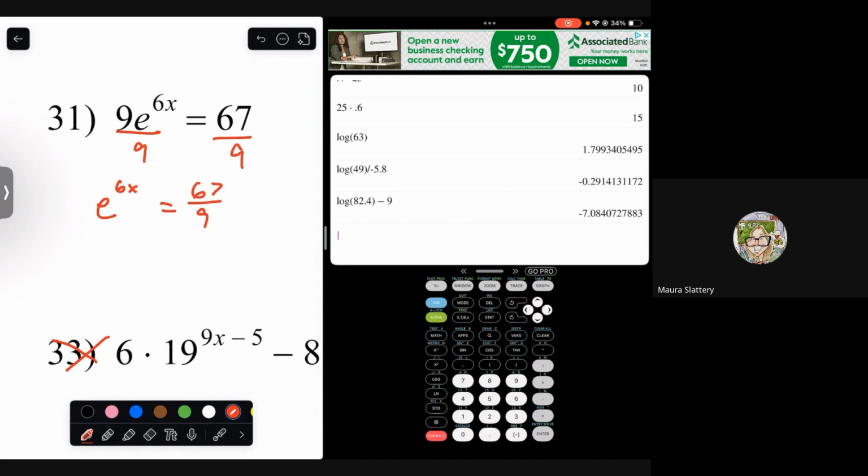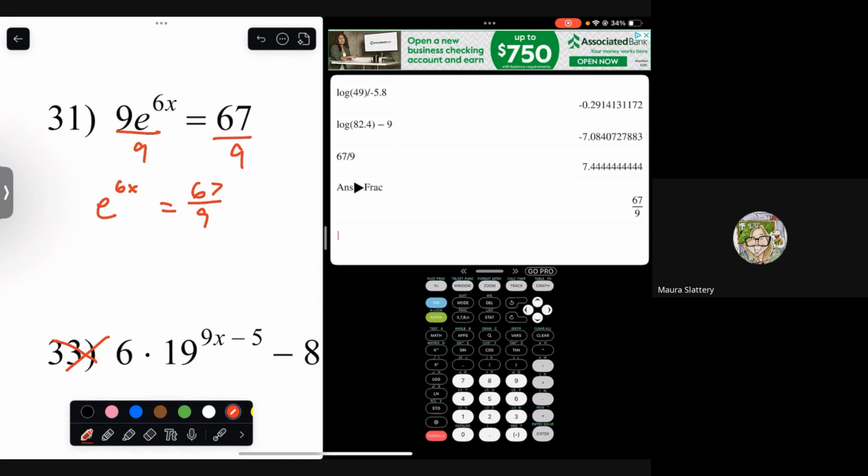I don't think that simplifies, does it? I would leave that then because it's repeating. If it was just like 7.4, you could write it as that, but it doesn't reduce. So kind of ugly, but that's okay. Now we've got the e to the power of something by itself. When we had 10 to the power of something, we took the log of both sides, right? Because it's log base 10. Well, what's log base e?